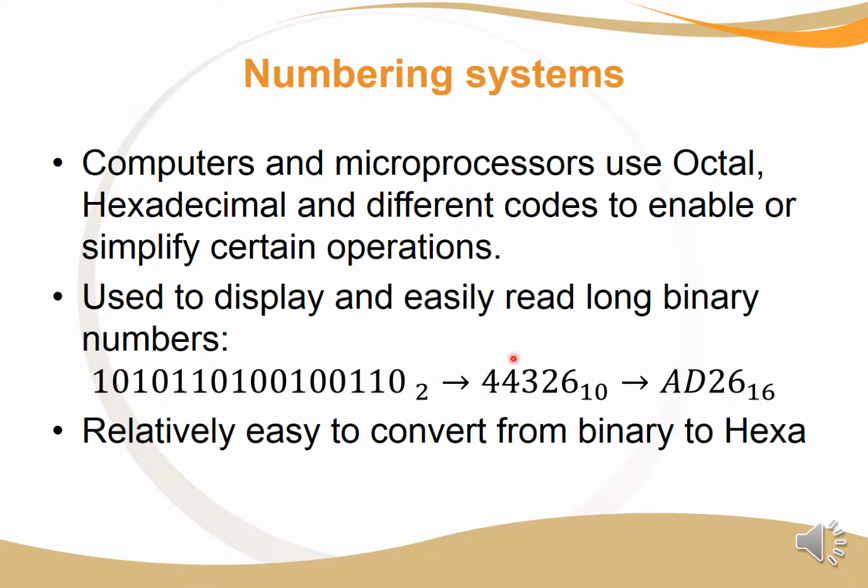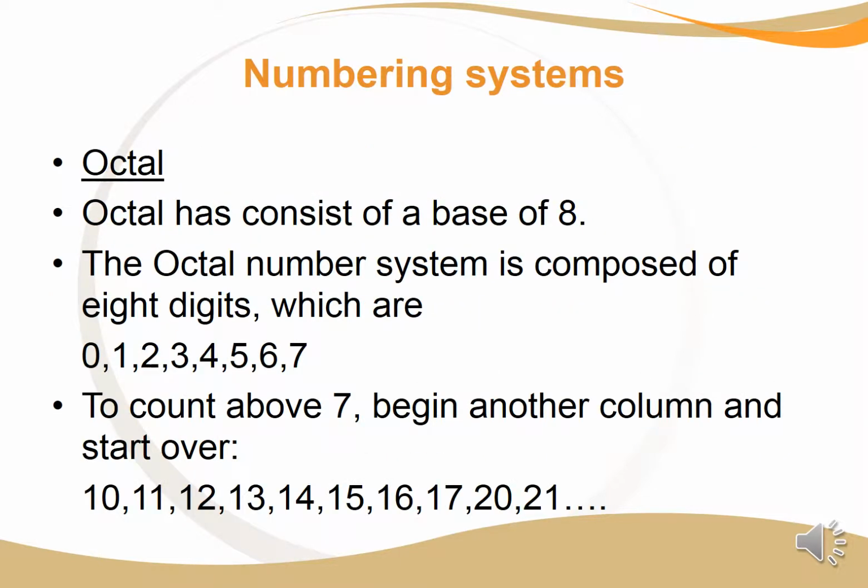Even in decimal, it's a pretty big number, but in hexadecimal, it's a nice, small, compact number. It's also relatively easy to convert from binary to hexadecimal and from hexadecimal to binary. So that's why hexadecimal gets used more than octal and even decimal in computer systems. But first, let's start with octal.